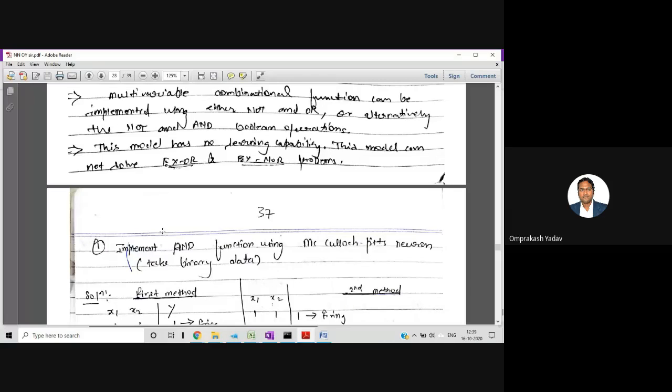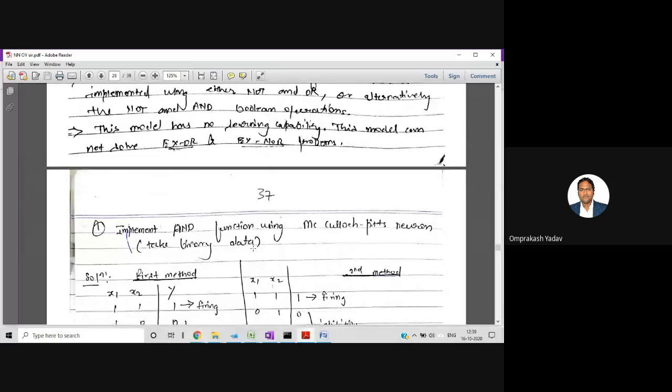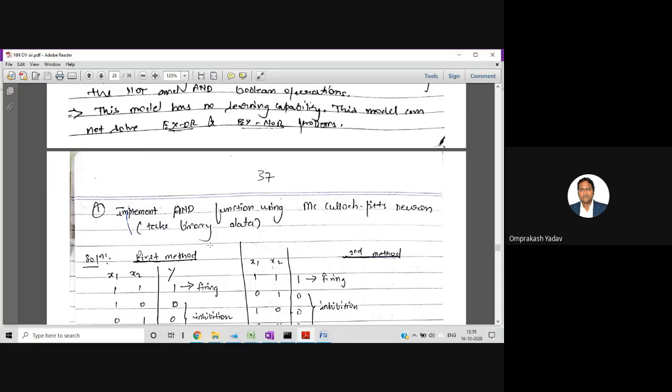So let's start. Write the question. Implement AND function using McCulloch-Pitts neuron. Take binary data. Implement AND function using McCulloch-Pitts neuron. Take binary data.